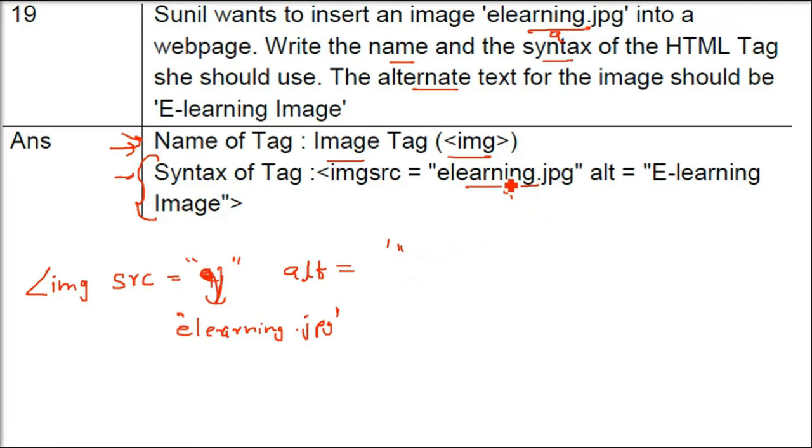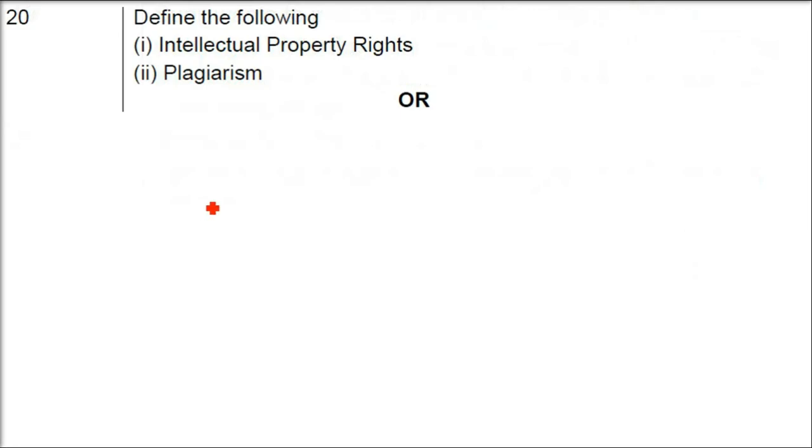Then ALT. In this alternate, what are you going to give? See, you are not only doing HTML. You have jQuery, JavaScript. So you have to handle this image in multiple ways. For that, you need a name for this image also. For that, we'll write alt as e-learning image. Now, whenever this e-learning image is handled, the image will automatically be handled.